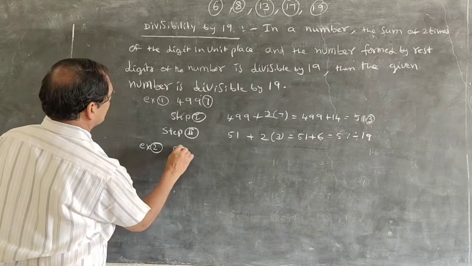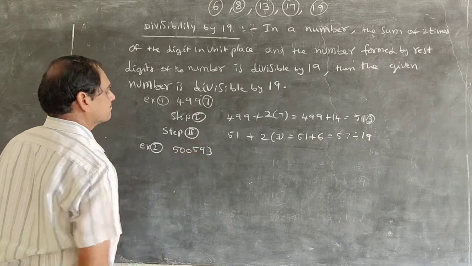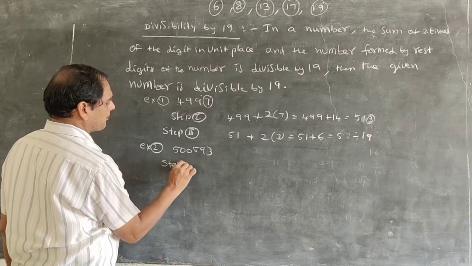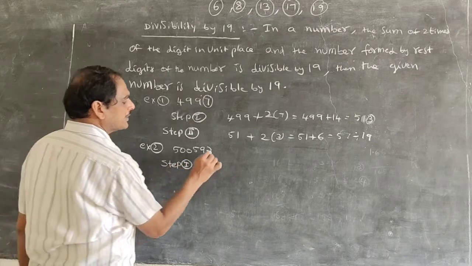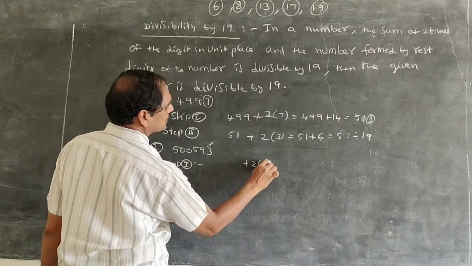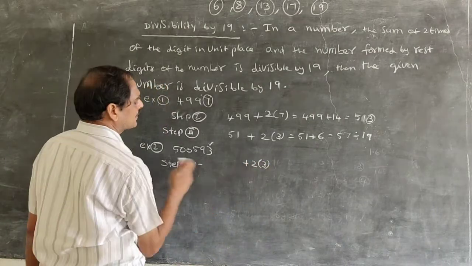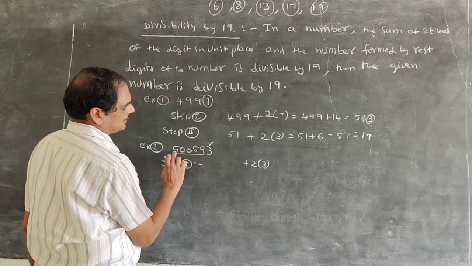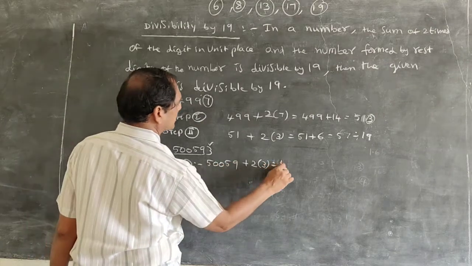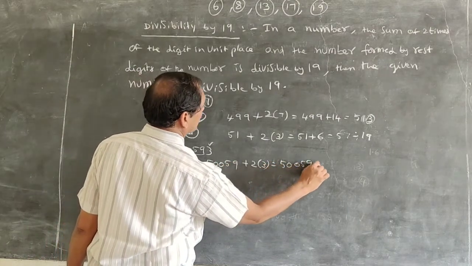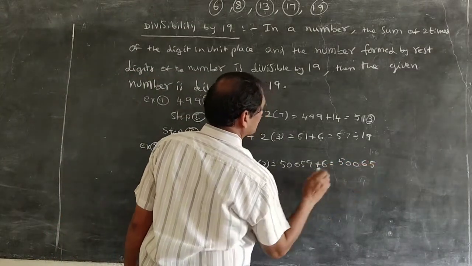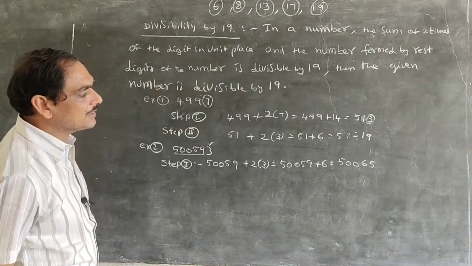Next, example 2. The number is 50593. So we go first to step 1. In this the unit digit is 3. So we add 2 times the digit in the unit place and the number formed by the rest of the digits, that is 5059, which gives 5059 plus 6, that is equal to 5065. If we add these two, we get 5065.